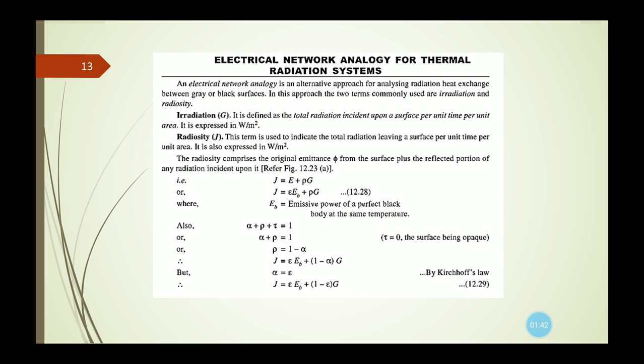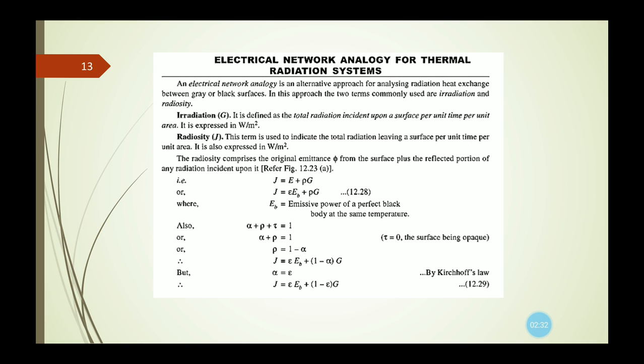So this is the electrical network analogy for the thermal radiation system. In the case of conduction and convection, we have seen the thermal resistance concept. A similar type of concept for radiation heat transfer we will discuss. This electrical network analogy is an alternative approach for analyzing radiation heat exchange between black or gray bodies, or black or gray surfaces. Two terminologies, irradiation or incident radiation and radiosity, will be very useful for this electrical network analogy.